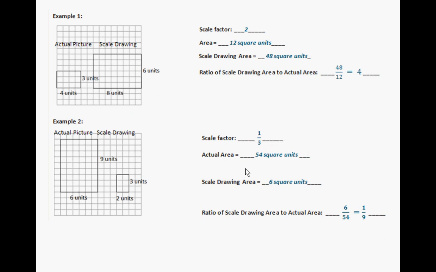The actual area would be 9 times 6, or again, if you want to count all these up, you'd get 54 square units. And the scale drawing area, 3 times 2, is 6 square units. Well, if we're going to compare the scale drawing to the actual drawing, that would be 6 over 54, which reduces to 1 over 9, or 1 to 9, or 1/9. All right, so what is the relationship between 1/3 and 1/9?